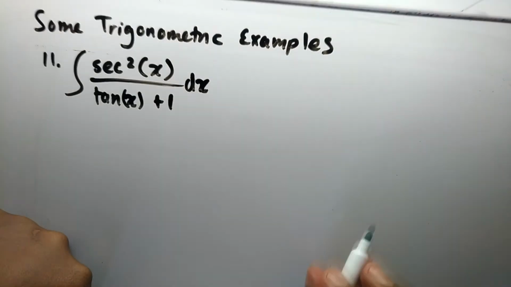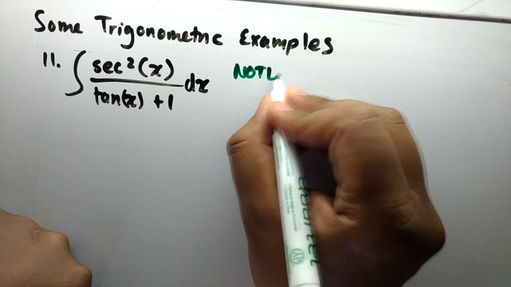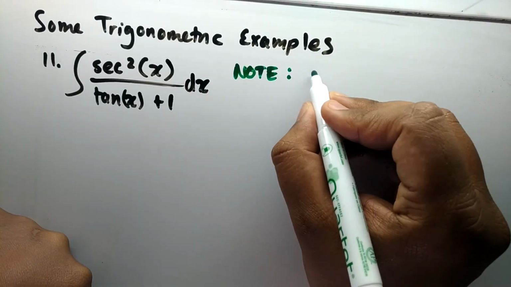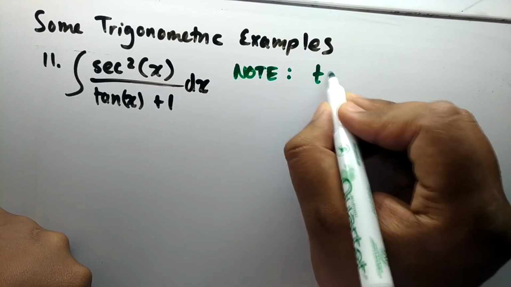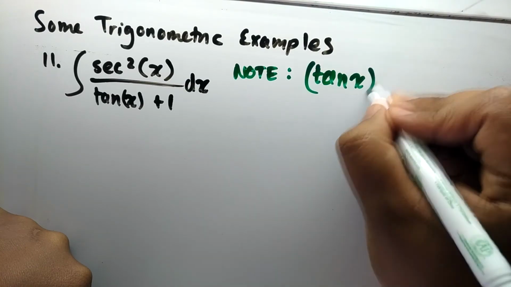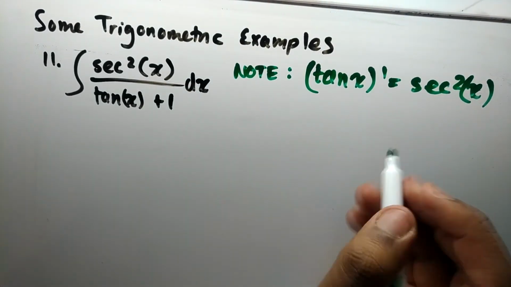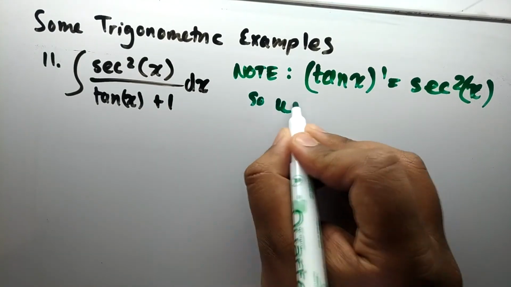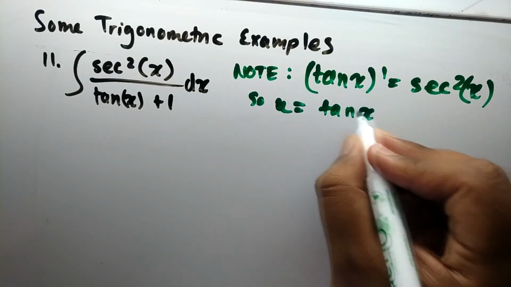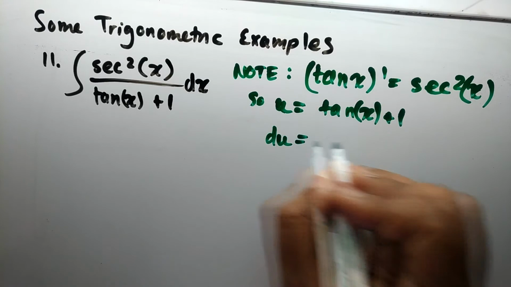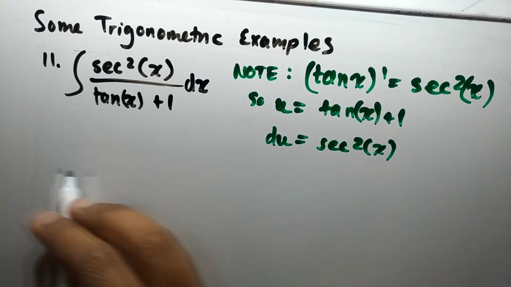The final example I'll be covering is the integral of secant squared x over tan x plus 1, and I want you to note that the derivative of tan x is actually secant squared x. It's very important that you remember this. This will be reoccurring a lot. So we can just let u equal tan x plus 1 and du equals secant squared x dx.